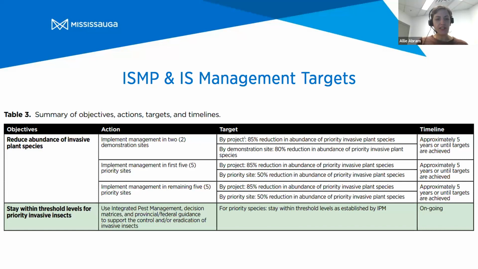The first action, it's probably quite small on your screen, but it says implement management in our 2 demonstration sites. And then it has specific targets for those sites as well as a timeline. As I mentioned, we're hoping to follow this approximately every 5-year schedule, so working at each set of sites for approximately 5 years. But there's also this caveat here, or until the target has been achieved.